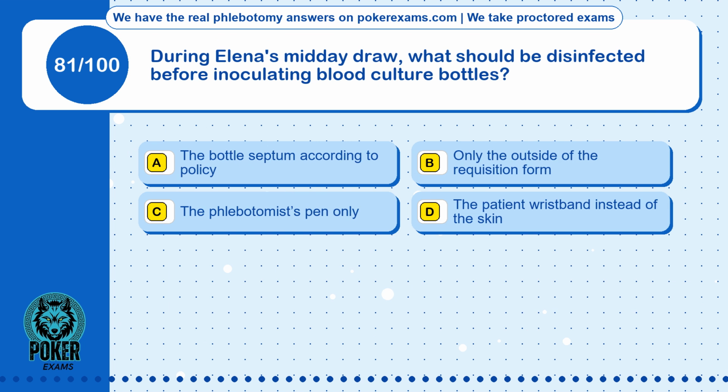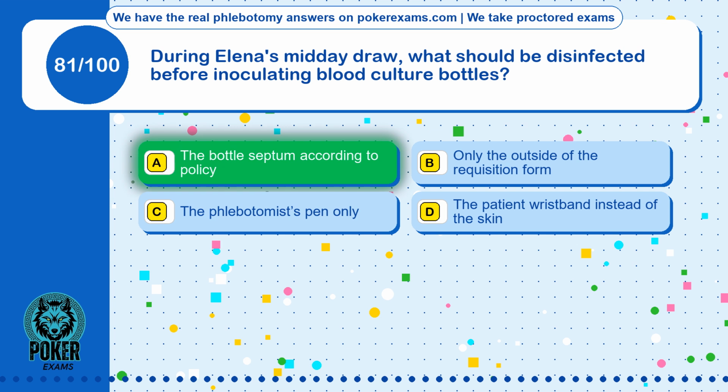Question 81. During Elena's midday draw, what should be disinfected before inoculating blood culture bottles? Option A. The bottle septum according to policy. Option B. Only the outside of the requisition form. Option C. The phlebotomist's pen only. Option D. The patient wristband instead of the skin.